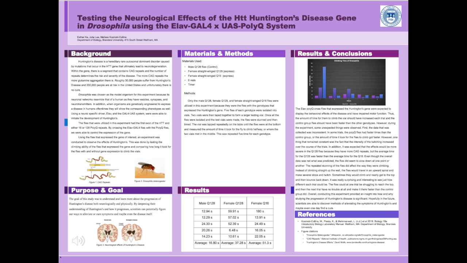In this study, other than the flies, not many materials were utilized. We used male Q128 flies for control, female straight-winged Q128 flies, female straight-winged Q16 flies, 6 vials, and a timer. We separated the genotypes and then isolated 5 flies of each genotype in 3 different vials. Then we taped another vial on top to create a large testing vial.